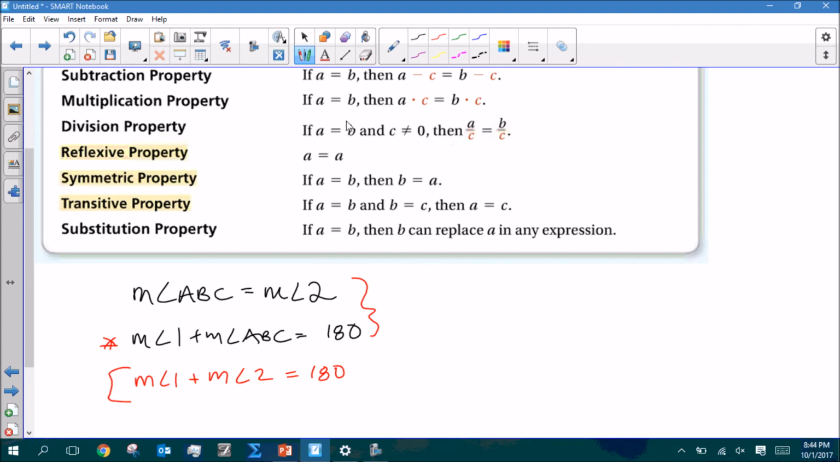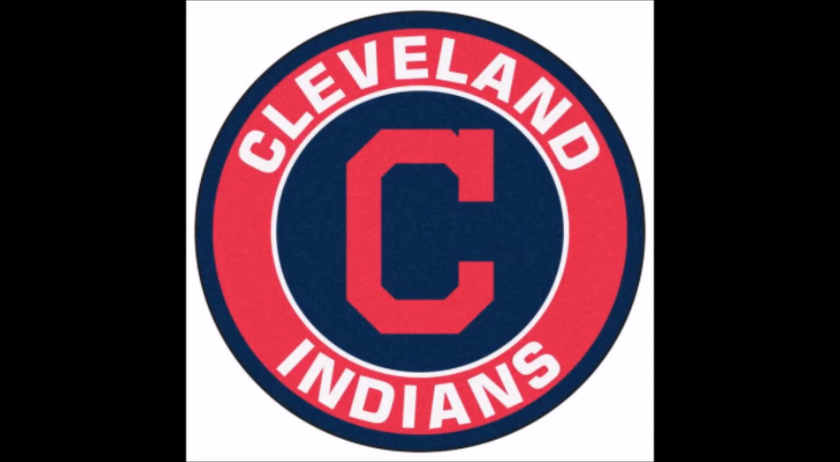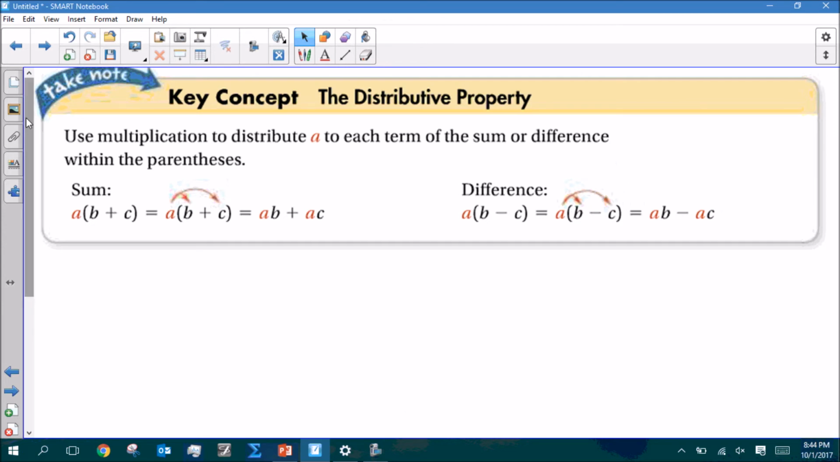As we start proving things, I tell people, if you get stuck, think substitution. That might be a property that we use maybe 60% of the time. It's very, very prevalent. So those are properties of equality. This is distributive property.